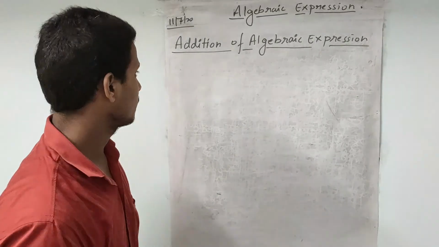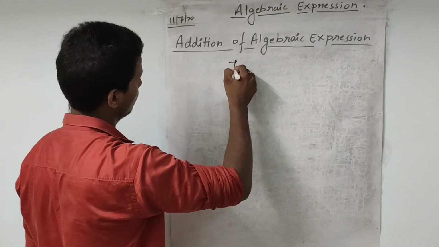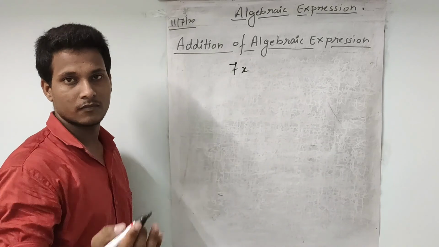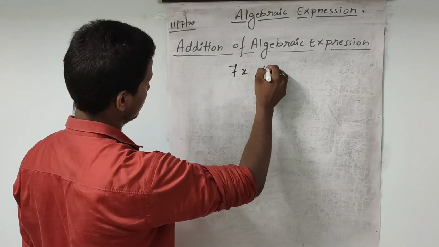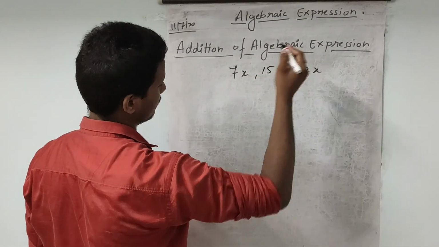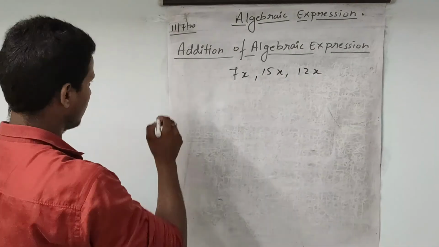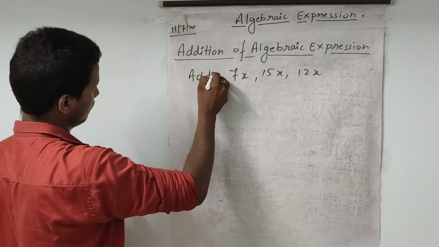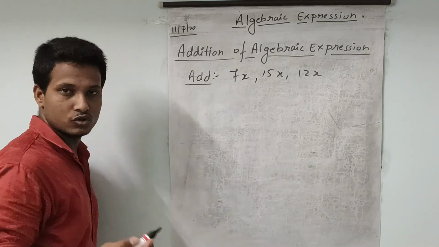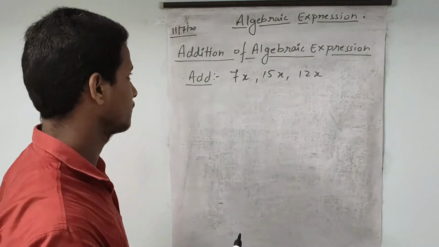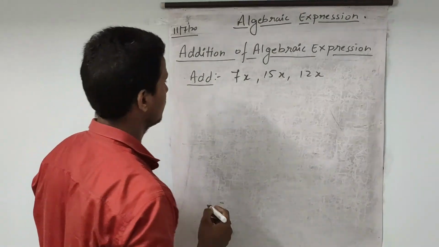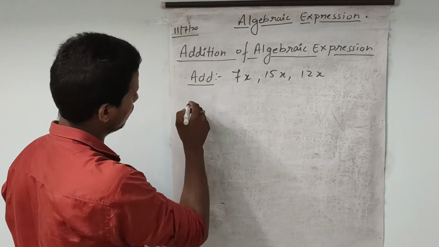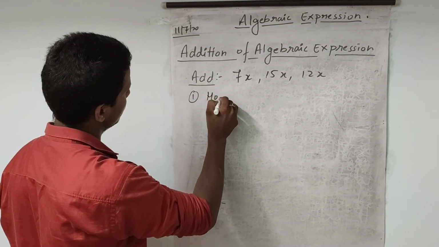Okay. Suppose we are given 7x, 15x and 12x. We need to add these values. There are two types of methods for adding the values. The first one is the horizontal method and the second one is the column method. First is the horizontal method.